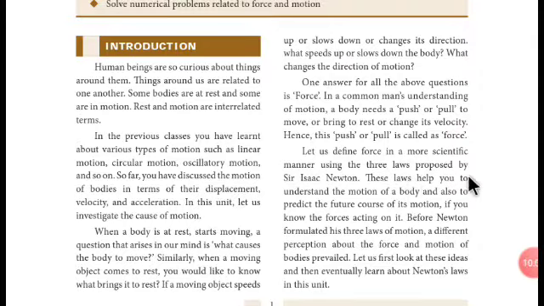Okay, these laws help you to understand the motion of a body and also to predict the future course of its motion, if you know the force acting. Before Newton formulated these three laws of motion, a different perception about the force and motion of bodies prevailed. Let us first look at these ideas and then eventually learn about Newton's laws of motion.